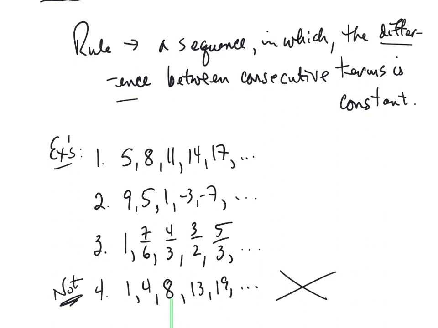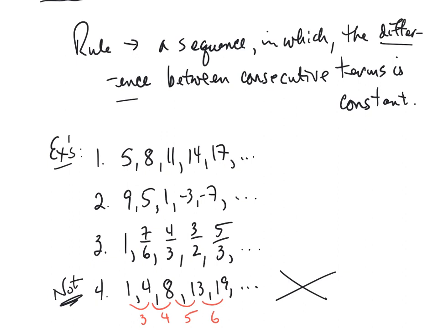And you could keep going. 8 minus 4 is 4. 4 minus 1 is 3. So the differences between these terms are not the same. The difference here is 3, here 4, here 5, here 6. When they're not constant, it's not arithmetic, it's something else. So we have 3 examples of arithmetic sequences and 1 example of something that is not.